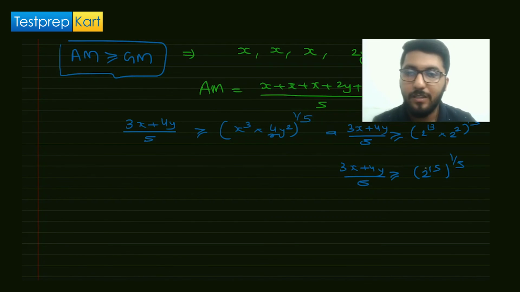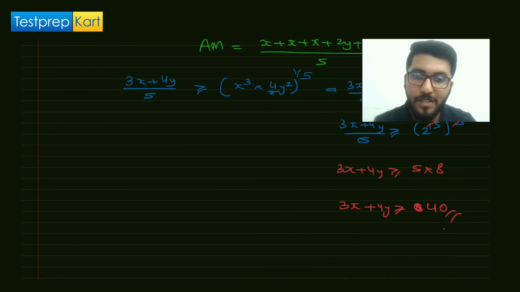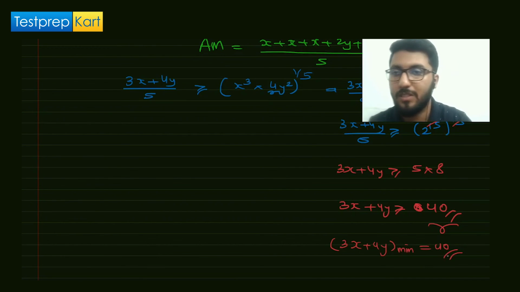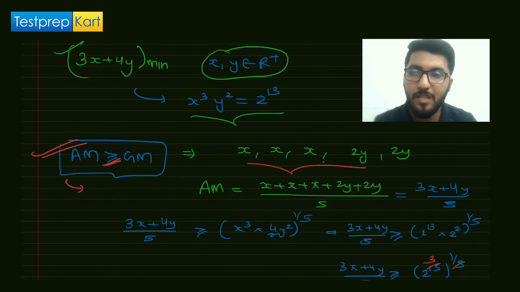Now we know that these two powers will get multiplied, so 2 power 32 to the 1 by 5 is 2 power 32 by 5. So 3x plus 4y is greater than or equal to 5 into 2 cube, and 5 into 8 is 40. So the value is going to be 40. So the minimum value is 40, because this expression is always greater than this, so the minimum value is going to be 40. So that is how we have done this question. This is the beauty of this inequality. Remember that equality exists when the numbers or terms are equal to each other, else AM is always going to be greater than GM.